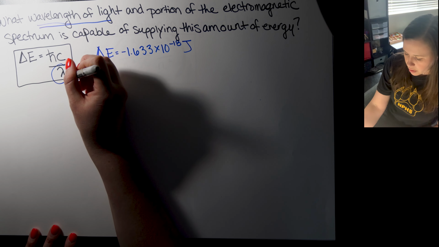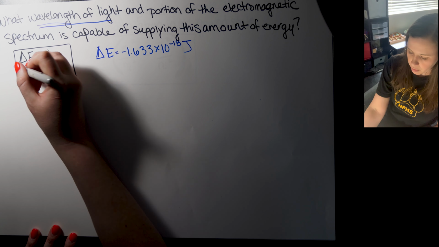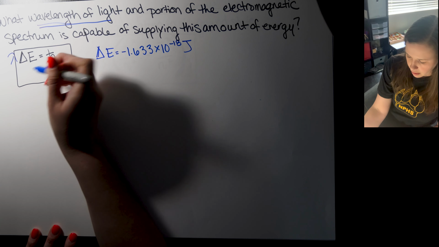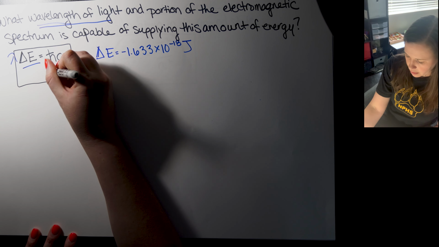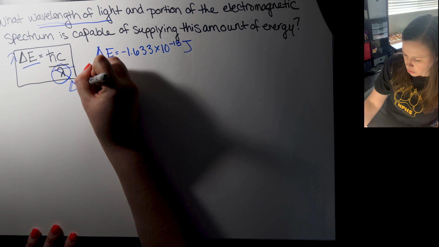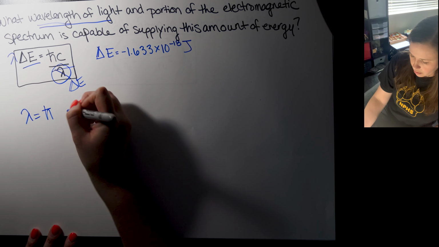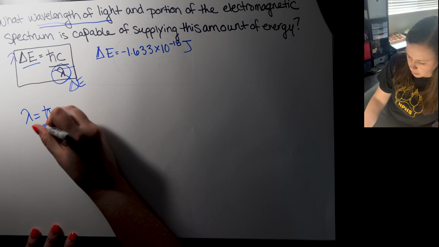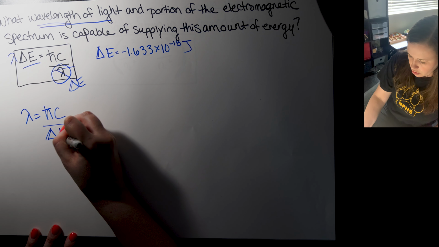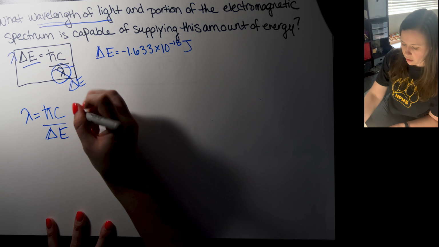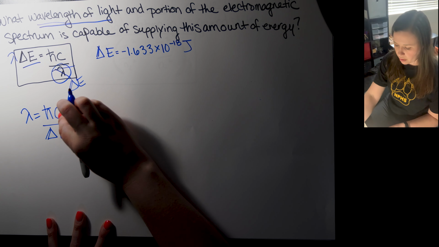So to rearrange this formula, I would multiply both sides by lambda to get it up out of the bottom. But then I want to isolate lambda, so I'm going to divide both sides by this change in energy. And so lambda is equal to Planck's constant times the speed of light divided by the change in energy. So now I can start plugging in. Planck's constant and the speed of light are both constants.